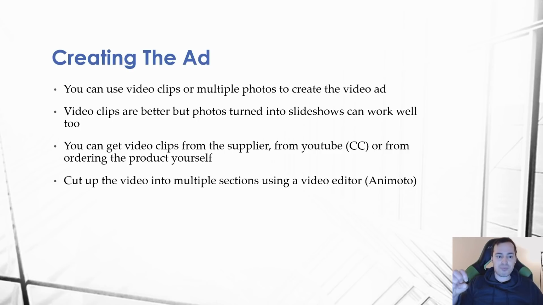So always go for the video clips first, but if not, try and at least get 5 or 6 quality photos in there and create a slideshow out of it instead. You can usually get video clips from the supplier. Sometimes they'll have a video right on the product page. Sometimes you can send them a message and say, do you have any video demonstrations of this product? You can look up the product on YouTube and look for Creative Commons, and then you can use those videos for ads.